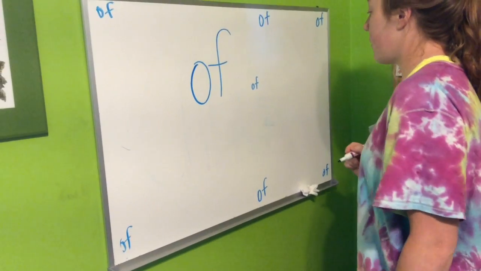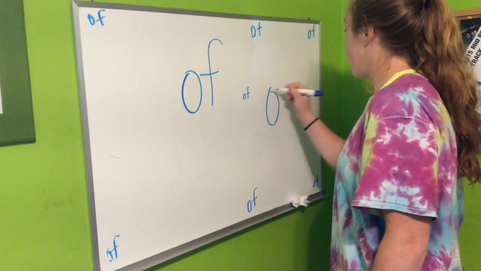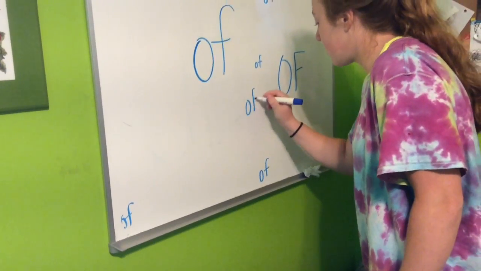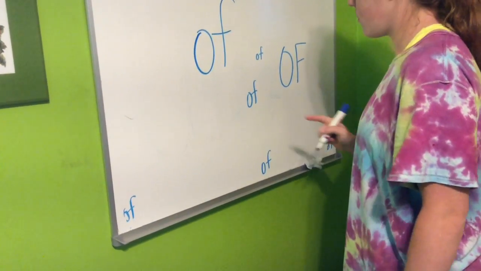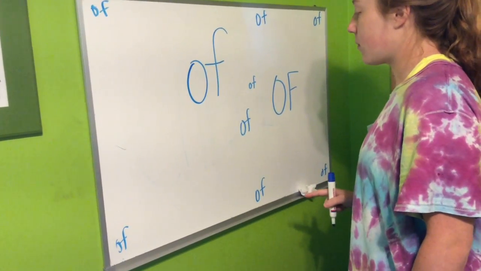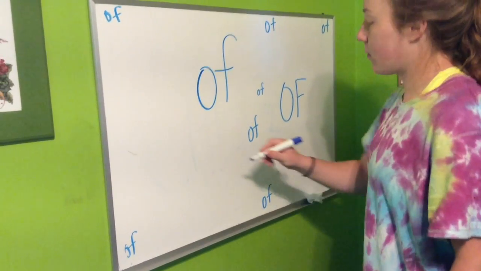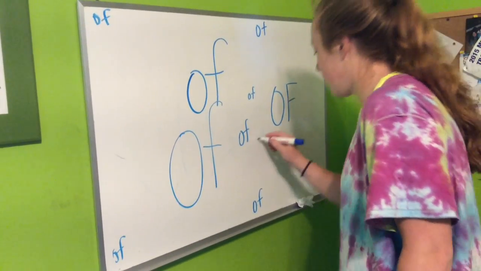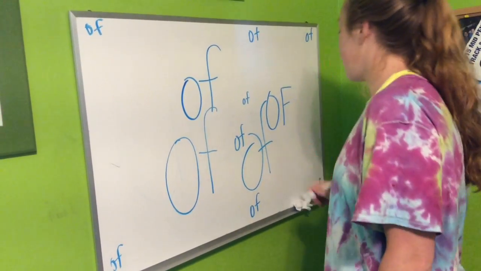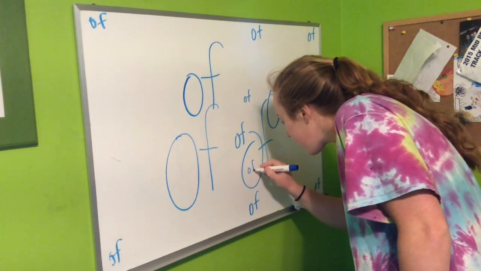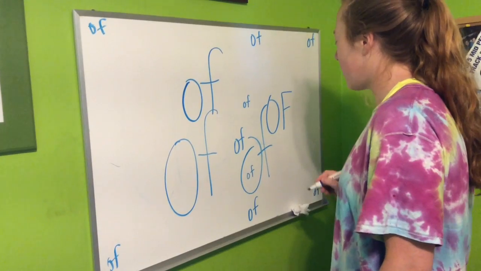Write it in all capital letters. Write it in all lowercase letters. Write it with your finger. Write it even bigger than your first one. Write it again, big. Write it inside of the O. Write it with your eyes closed.